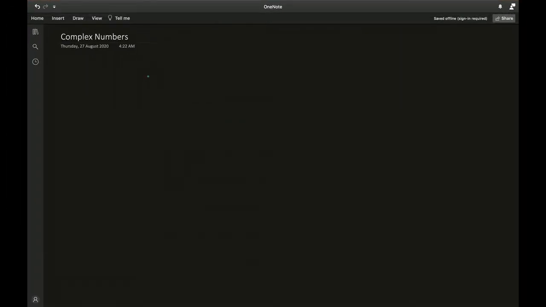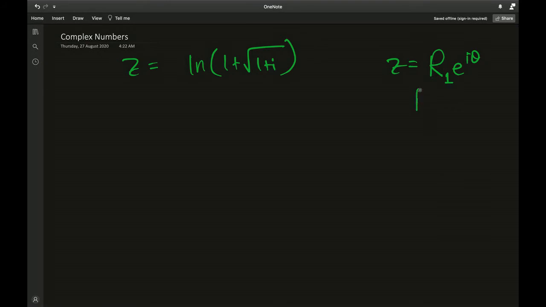Okay, now let's say z is natural log of 1 plus square root of 1 plus i, basically the thing we need to simplify. Now any complex number can be expressed as r times e to the i theta. This r is not the same as the contour r, so let's call it r1 for example. This is the polar form of a complex number. You have the radius and then you have the angle that the complex number subtends with respect to the horizontal axis or the real axis.